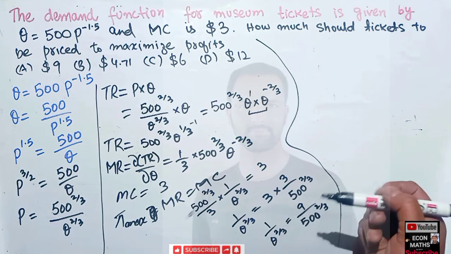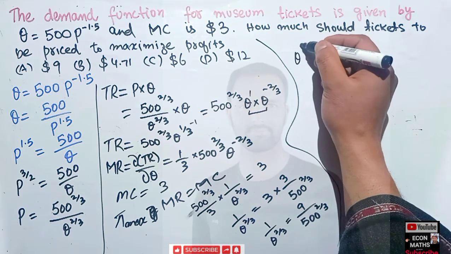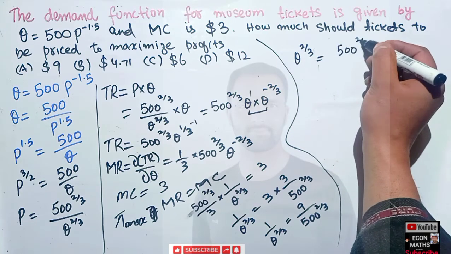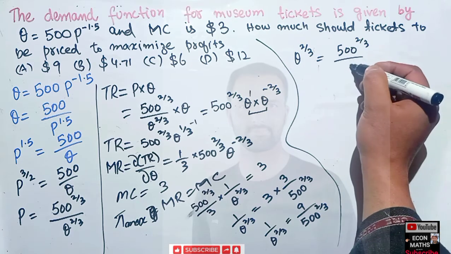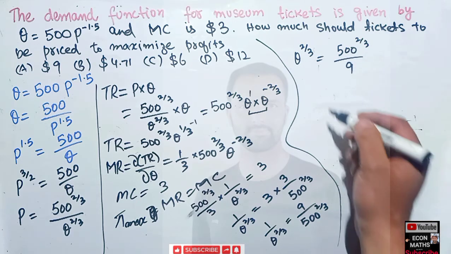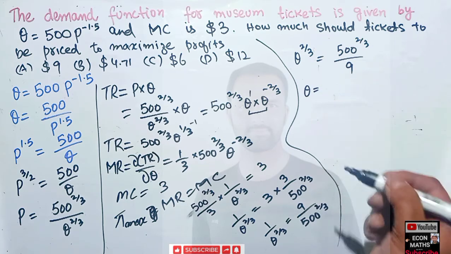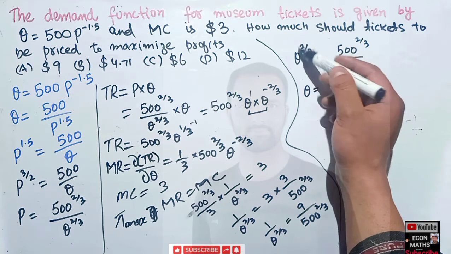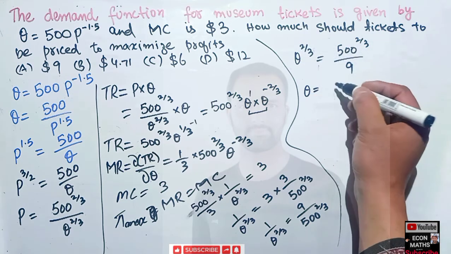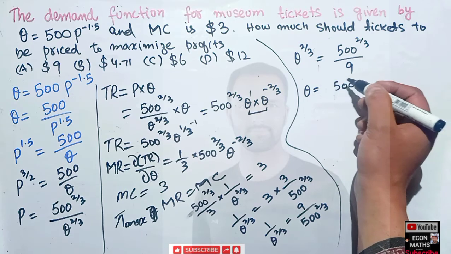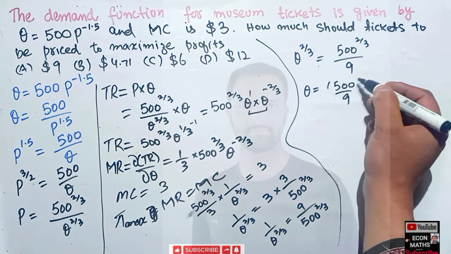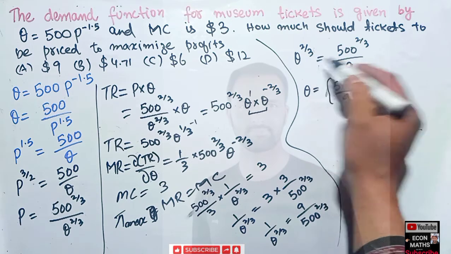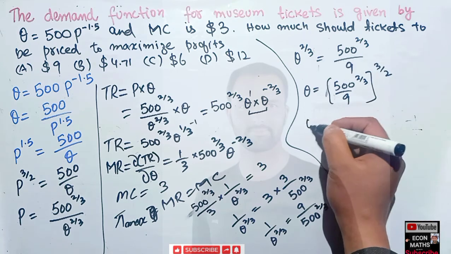both the LHS and RHS, we can write it like this: q to the power 2 upon 3 is equal to 500 to the power 2 upon 3 divided by 9. Okay, or q is equal to, now transposing this exponent, it will get again reciprocated. So we have 500 upon 9, whole power 2 upon 3. 2 upon 3 will become 3 upon 2, and this can be written like this.